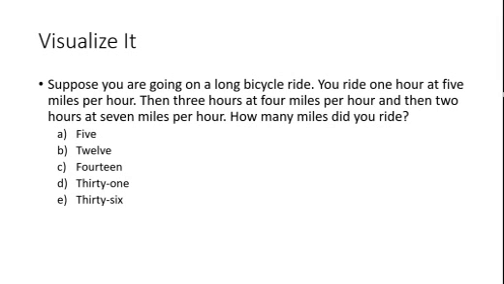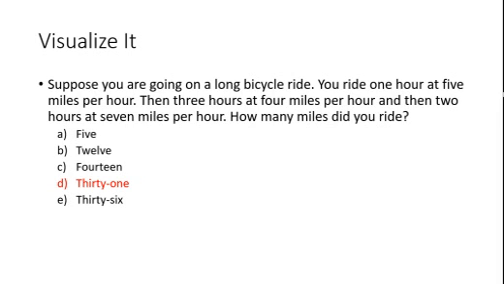The answer to this one is 31. You'd have to find how far you went each individual hour. For 1 hour, you rode 5 miles per hour, so after 1 hour, you went 5. Then 3 hours at 4 is 12, so 5 plus 12 is 17. And then 2 hours at 7 means you went 14 miles, so 17 plus 14 is 31. So again, that's what you're going to do.